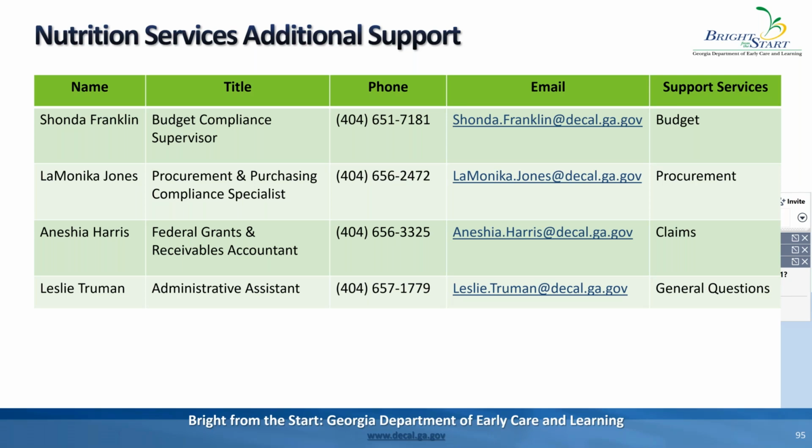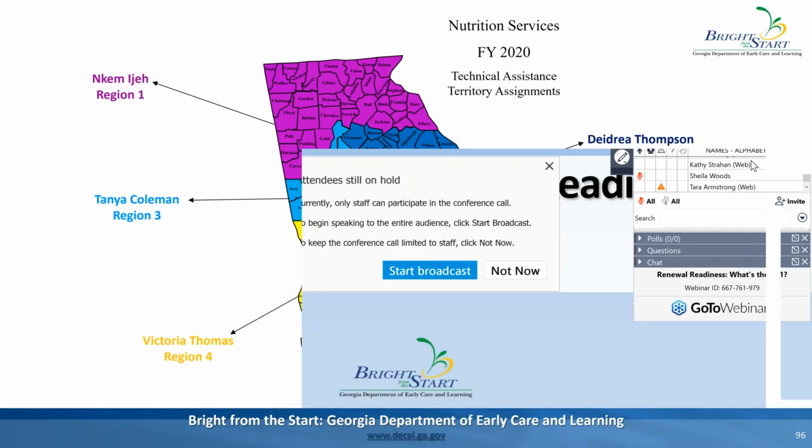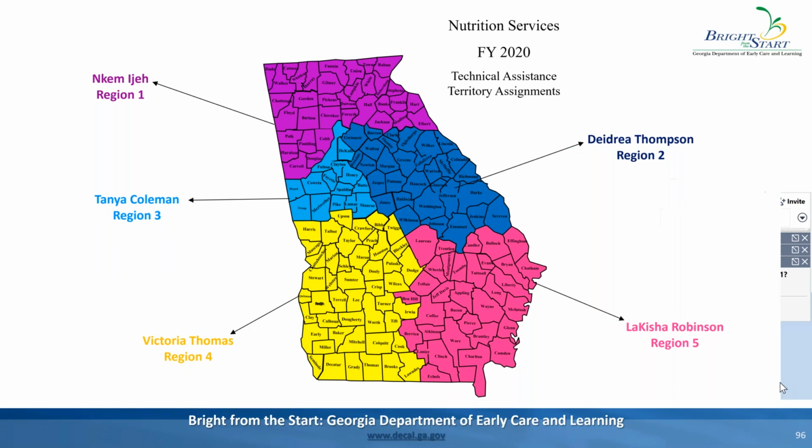Okay, you see these regions. This is how they're separated by regions. So you see, I'm in the yellow, with Tanya Coleman and Kim. If you have a question about who is in what region, this is a little chart that will help tell you which training TA coordinator is for your area.